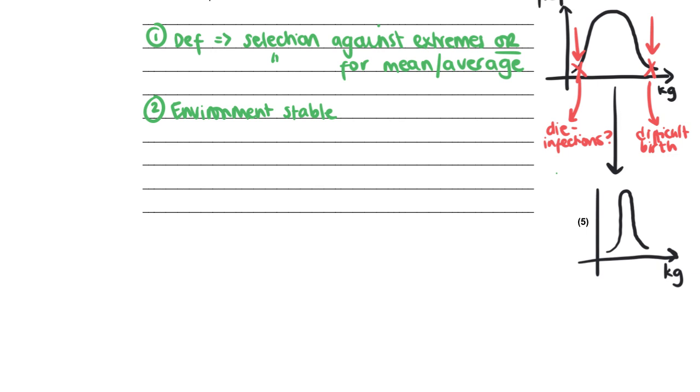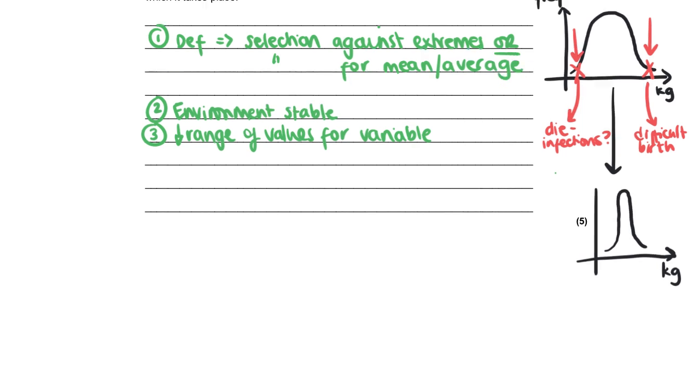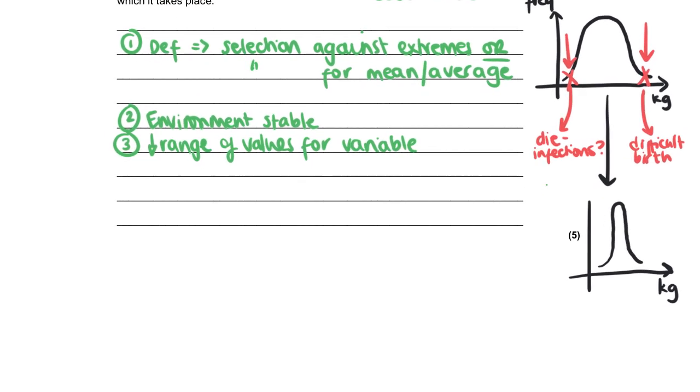All right, and this is what you needed to explain in your answer. So firstly, you needed to say that it occurs when we've got a stable environment. And the result of this is that we see a reduced range of values for the variable. In this case, we're talking about birth weight, or in the example that I'm discussing over to the right-hand side, we're talking about birth weight. This isn't a specific example to this question. There is no context for this question.